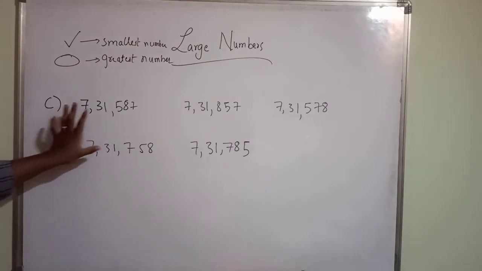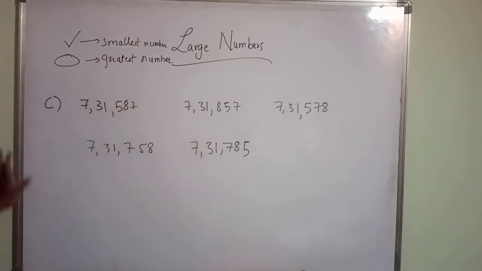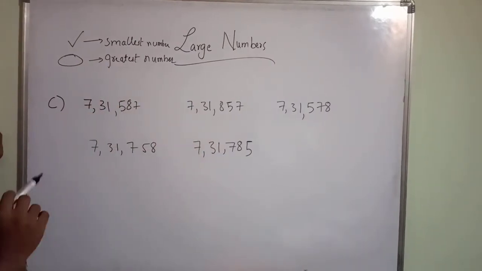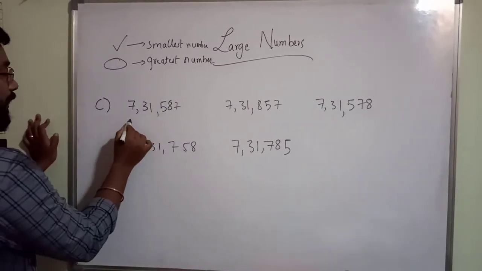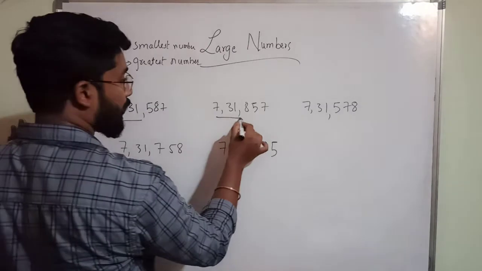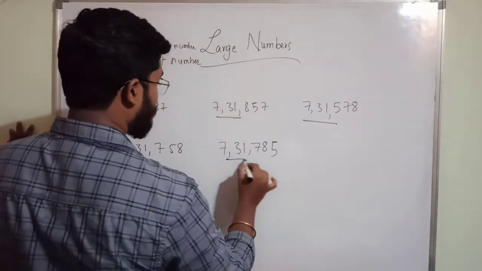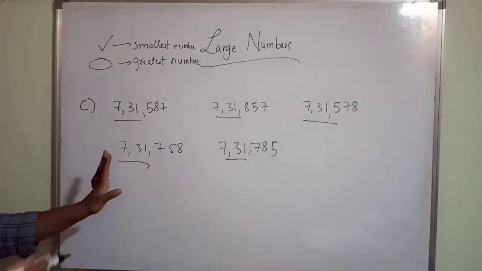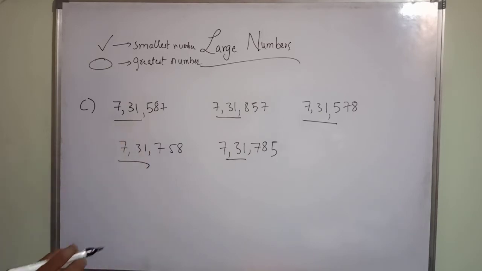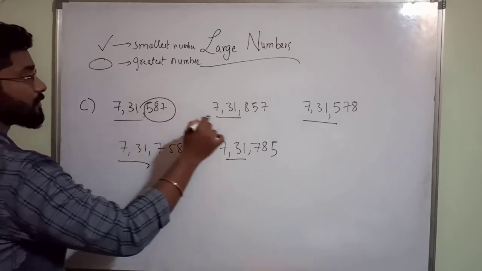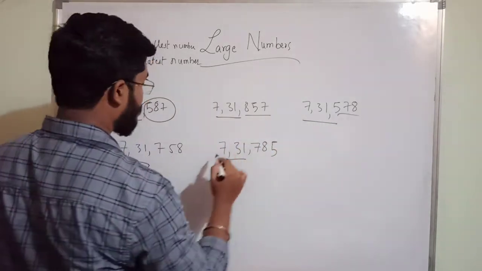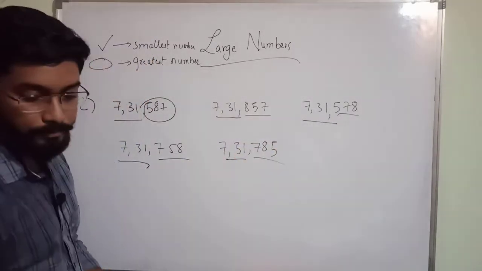Okay, in these 5 numbers, what is common? You have to see first, anything is common here. What is common? 7 lakh 31,000. 7 lakh 31,000 is a common number. So what is the change? You are having change only in these 3 digits. Here, in these 3 digits only.